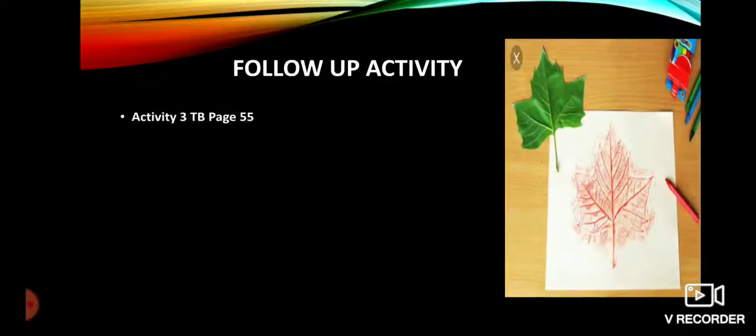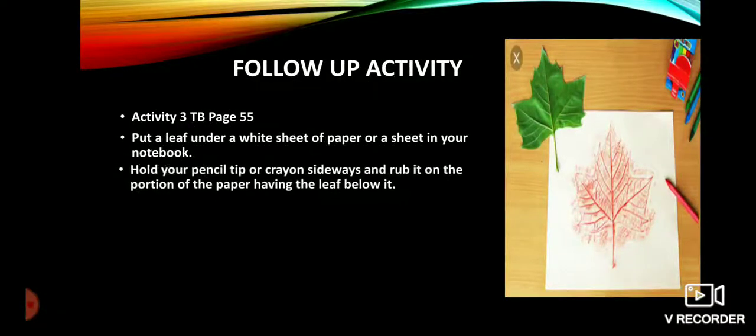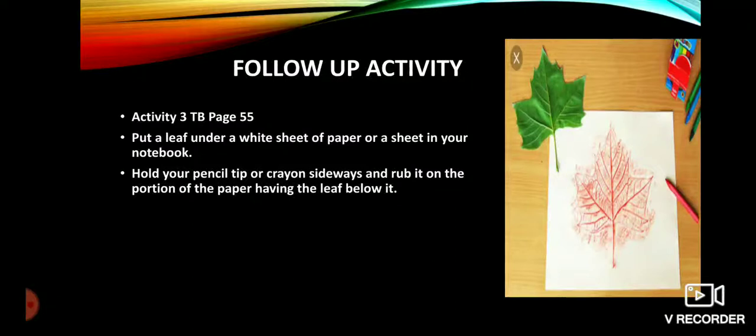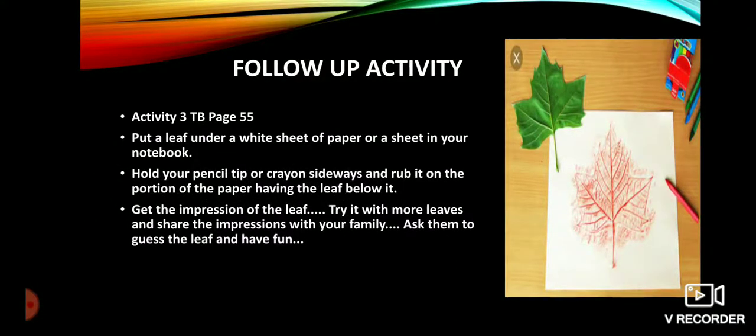We are moving to the follow-up activity. It's an interesting activity for you guys. It is clearly given as activity 3 in textbook page number 55. Put a leaf under a white sheet of paper or a sheet in your notebook. Hold your pencil tip or crayon sideways and rub it on the portion of the paper having the leaf below it. Get the impression of the leaf as in the picture. Try it with more leaves and share the impressions with your family. Ask them to guess the leaf and have fun.